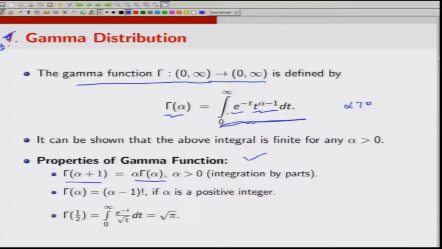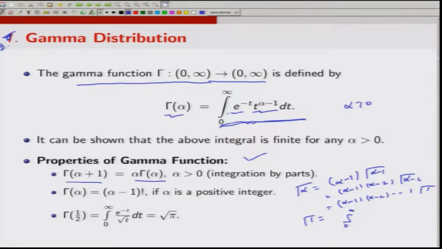So, if alpha is an integer, then I know that gamma alpha is the same as alpha minus 1 times gamma alpha minus 1. Alpha minus 1 is the same as alpha minus 2 times gamma alpha minus 2. So, this will go alpha minus 1, alpha minus 2, finally 1 times gamma 1, and you can see gamma 1 is nothing but integral 0 to infinity e to power minus t dt, which is nothing but 1. So, this whole thing becomes factorial alpha minus 1. So, if alpha is a positive integer, then gamma alpha is factorial alpha minus 1.